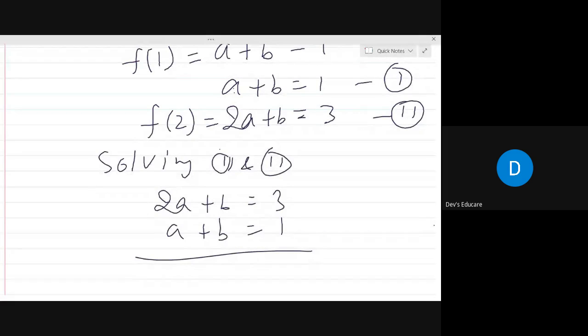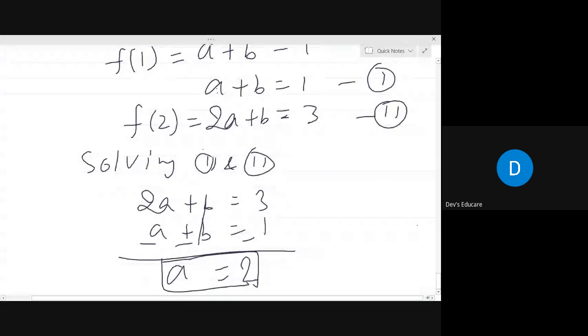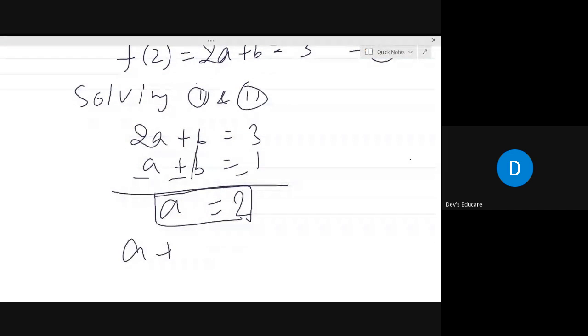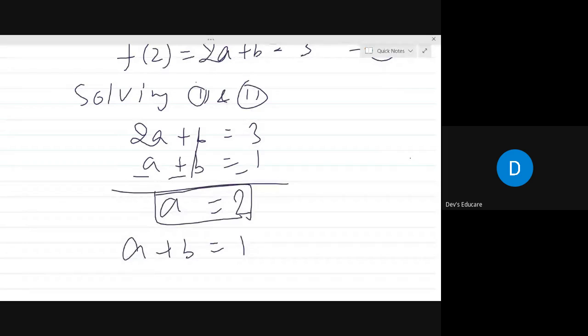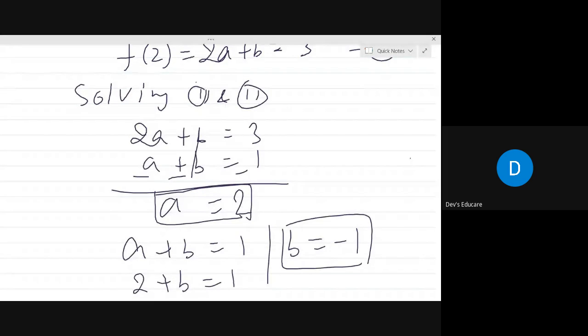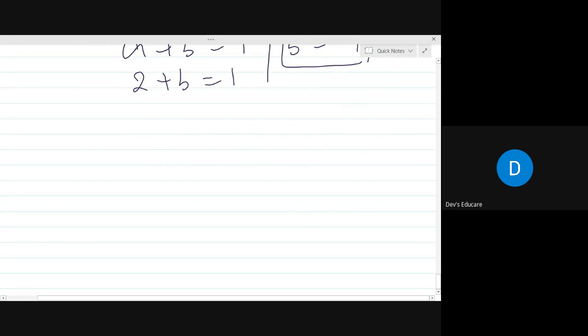Subtracting, taking the difference of these two equations, b gets cancelled. 2a minus a is a, and 3 minus 1 is 2. So the value of a is 2. If we put the value of a in either equation, suppose a plus b equals 1, then 2 plus b is 1. So b equals minus 1. So a equals 2 and b equals minus 1.